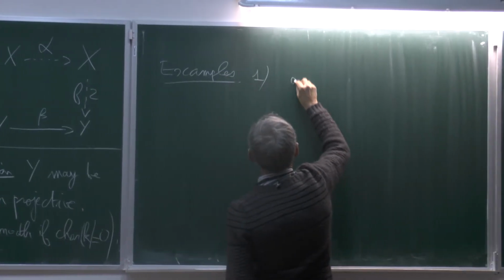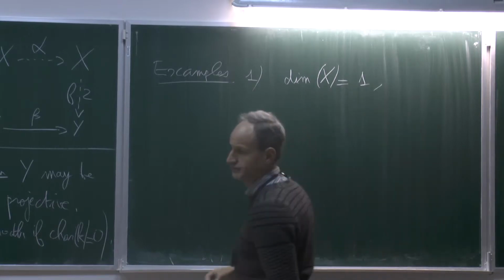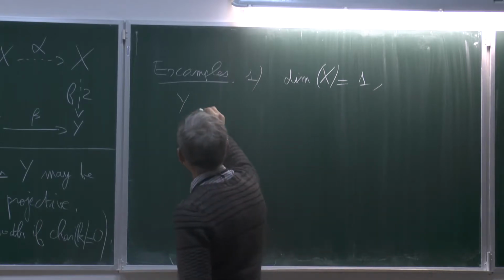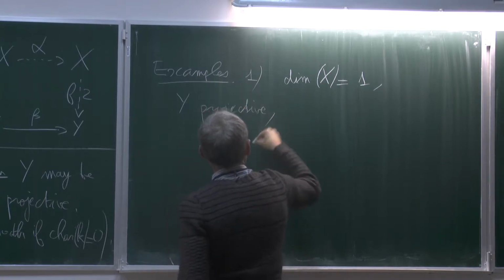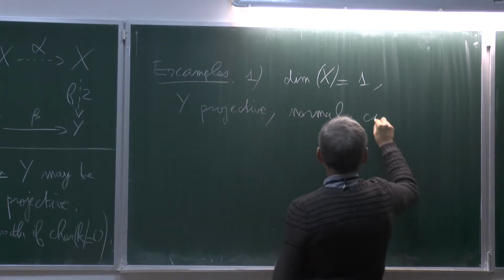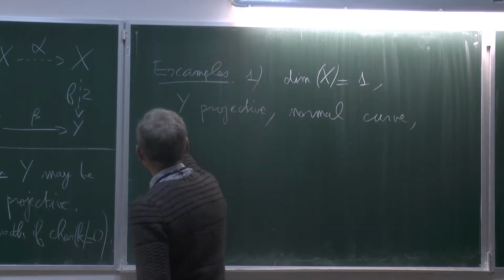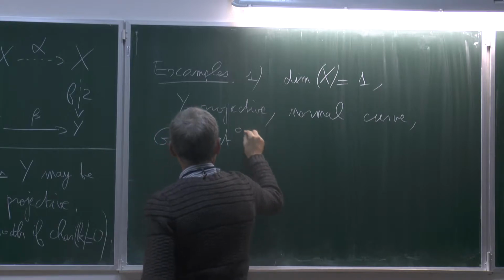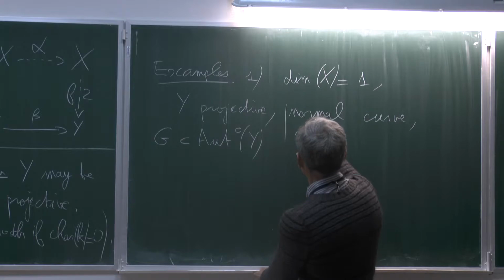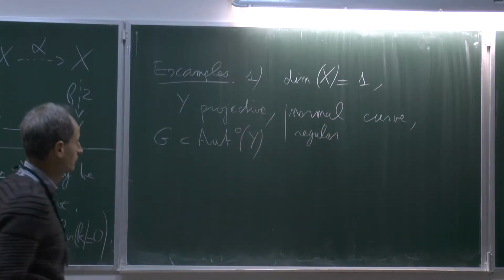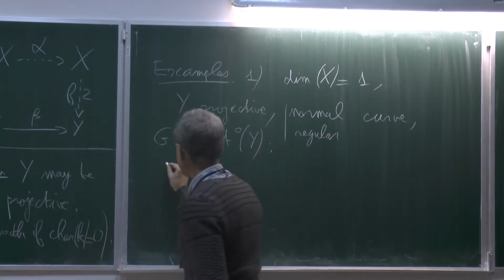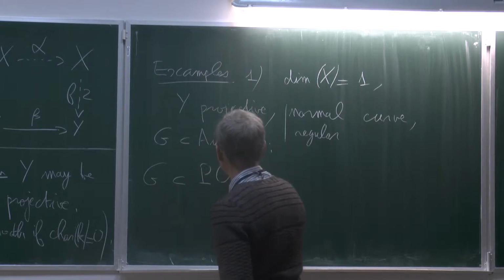The first example will be dimension of X equal to 1. You think there is not much to do, but since you are over an arbitrary field, there is a little work to do. Then you can take Y, of course, projective. You may also assume Y to be normal, by going to the normalization. Then it's a curve, of course geometrically irreducible. And now you may assume that G is contained in the neutral component of the automorphism group of this normal curve. Normal is equivalent to regular in this situation of curves. Many things are known on curves, and from this you can use that G is contained in a projective orthogonal group of some quadratic form.